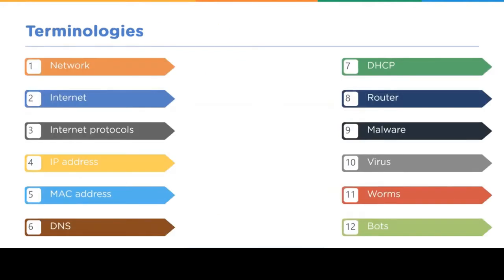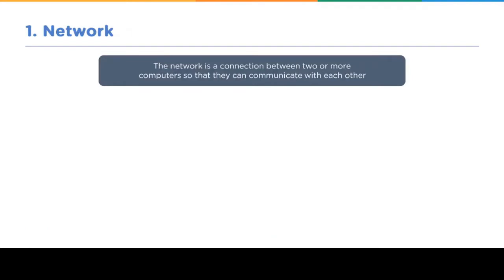Here are some of the basic terminologies that you need to be aware of in the world of cybersecurity. They are network, internet, internet protocols, IP address, MAC address, DNS, DHCP, router, malware, virus, worms, bots, and finally hash function and values. We will be discussing these points in detail in the upcoming topics. Let's start the discussion with understanding what the network is.